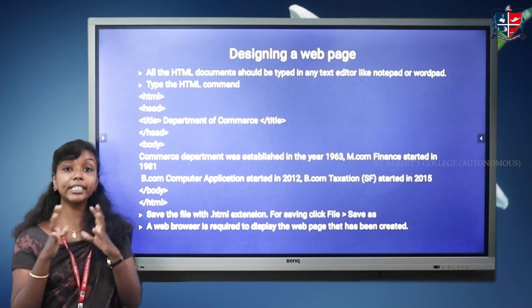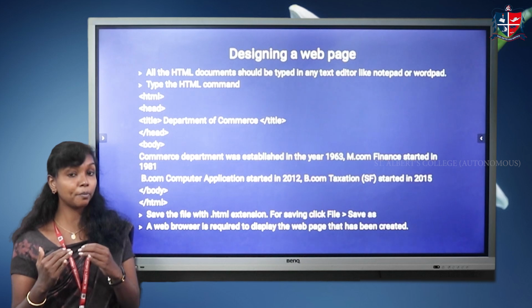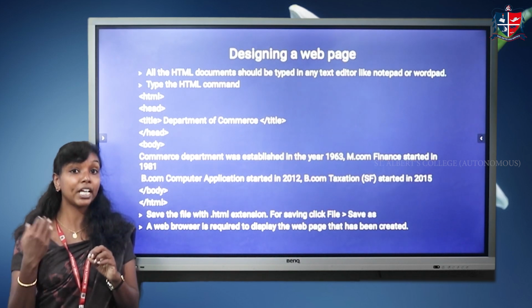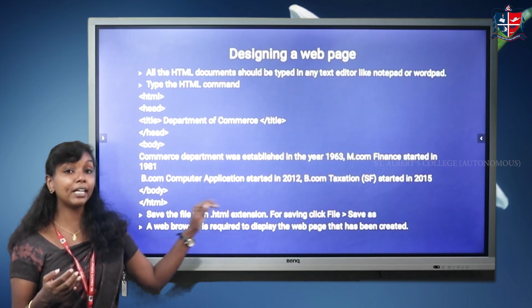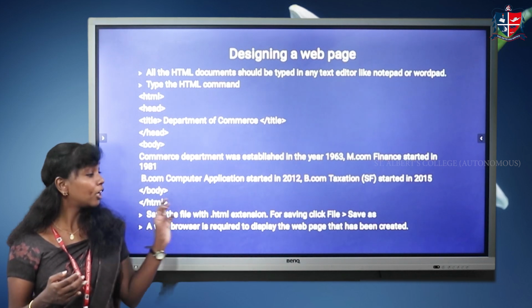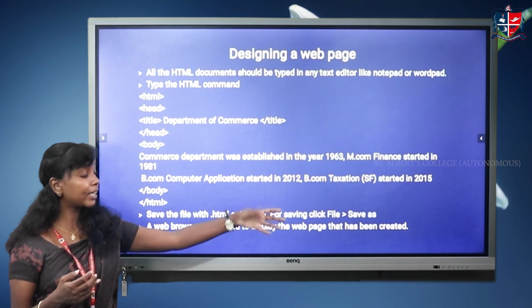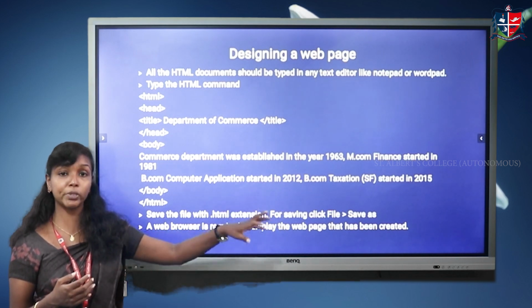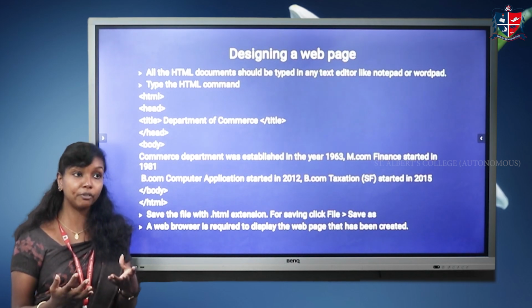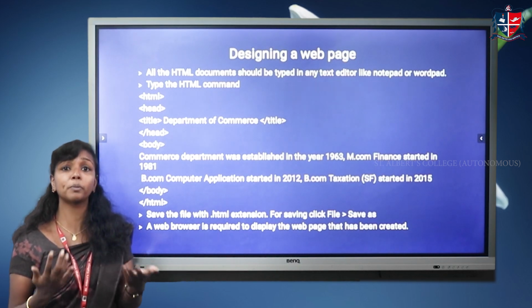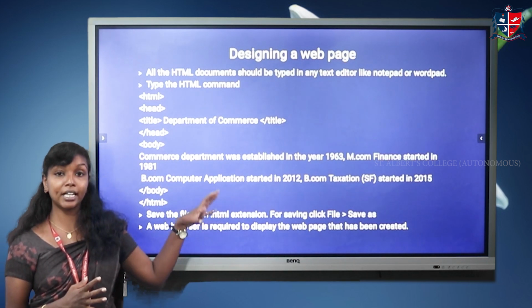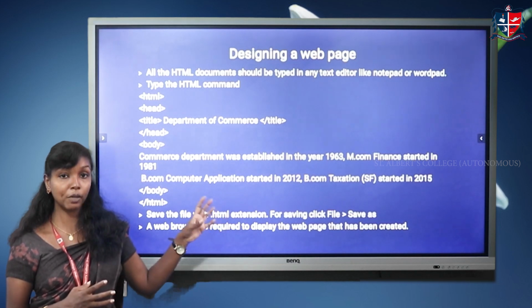Once we enter all the commands or instructions in the web page, the next step is to save the HTML document. Always make sure that you save the document with the .html extension. For saving, we can choose the File option. The Save As option can be used to save the document. And in order to display the web page, we have to use a web browser. Internet Explorer or Google Chrome can be used to display our web pages. So these are the basic steps that have to be followed for creating a web page by using HTML.